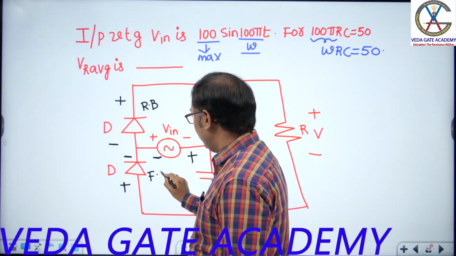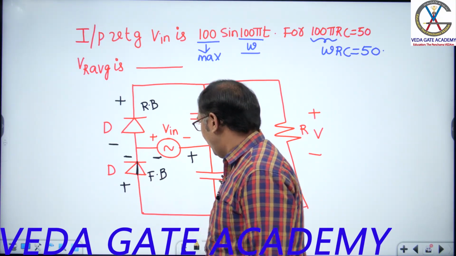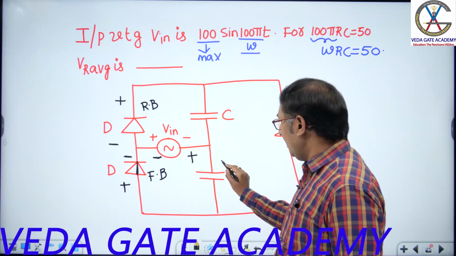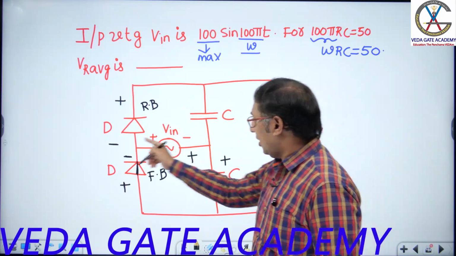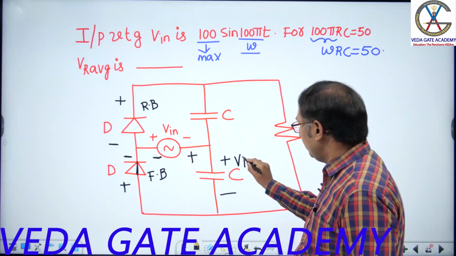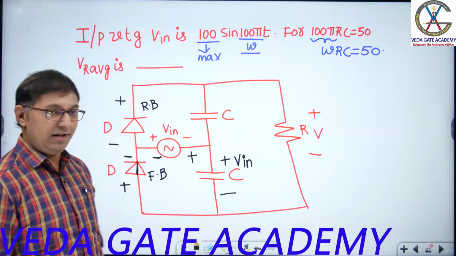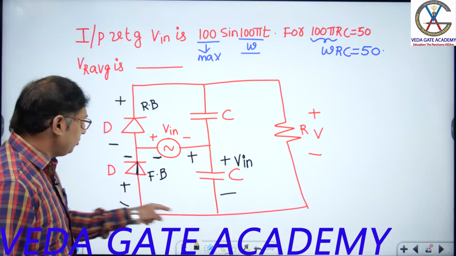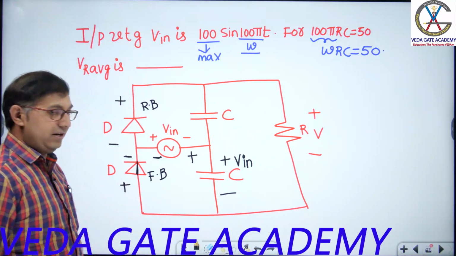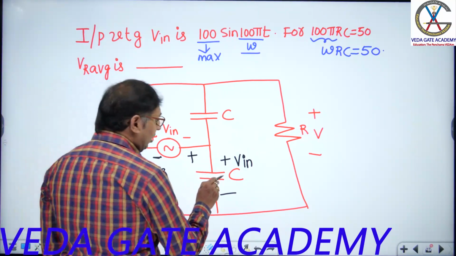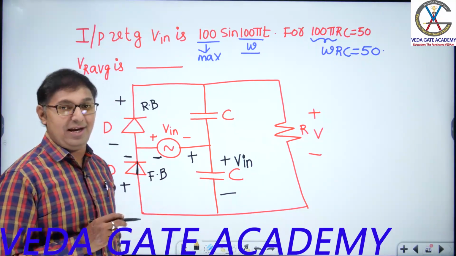This diode is forward biased. What is the voltage across this capacitor? It started positive, going to negative. It needs to be V in. Now, this bottom capacitor has charged fully.